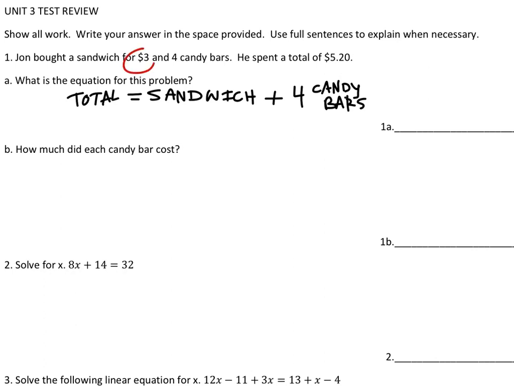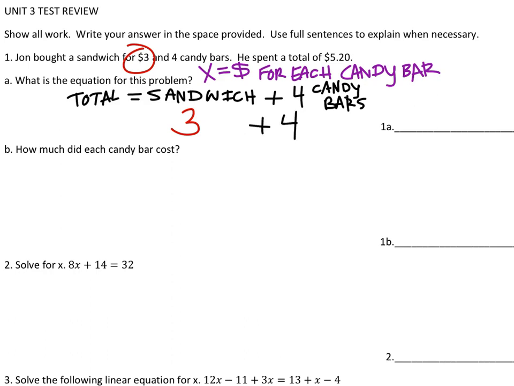So the sandwich was $3, so I'm going to replace that with $3 there. And the candy bars, we don't know how much each candy bar is. So in our equation, we need to define that for x. So x will be the price for each candy bar. Well, what we know right now is that he bought 4 of them. So there'd be 4 times the price for each candy bar, which would tell us how much John spent on candy bars. This equals the total, which was $5.20. And this will be the equation for us right now.